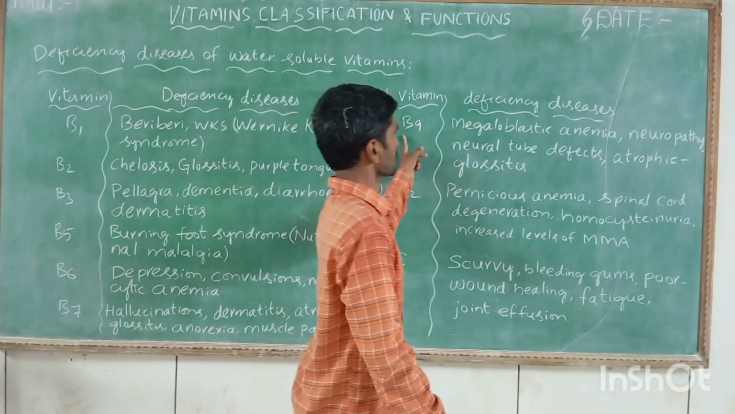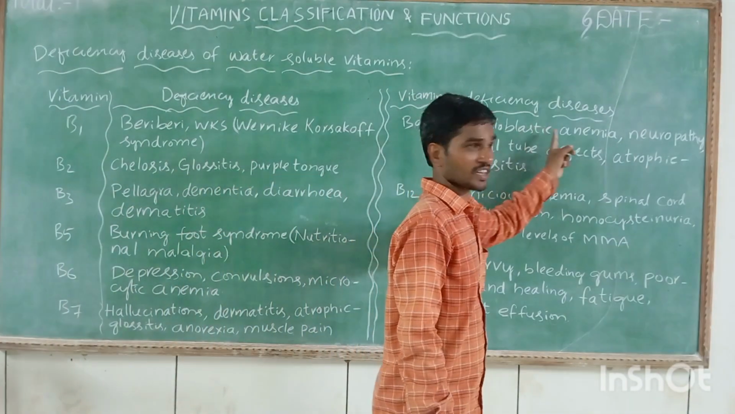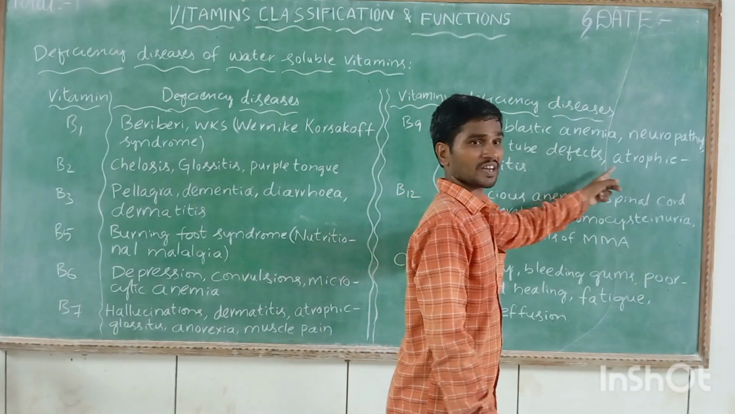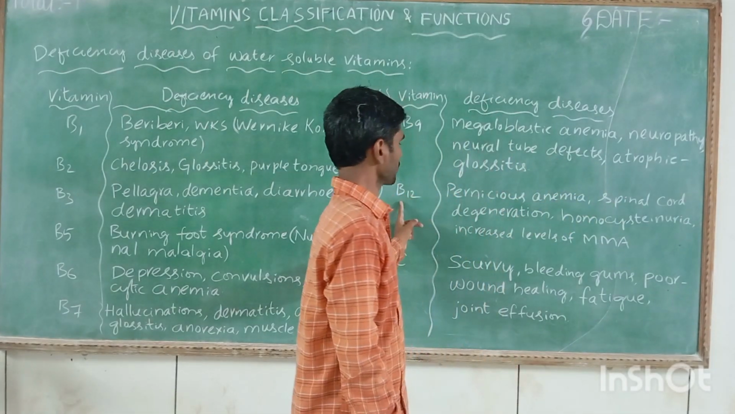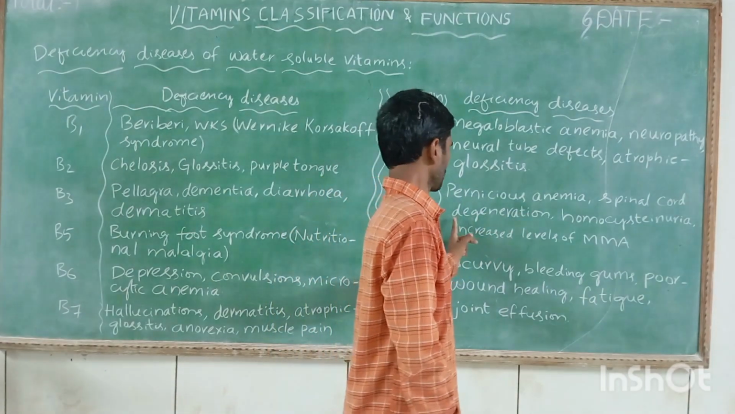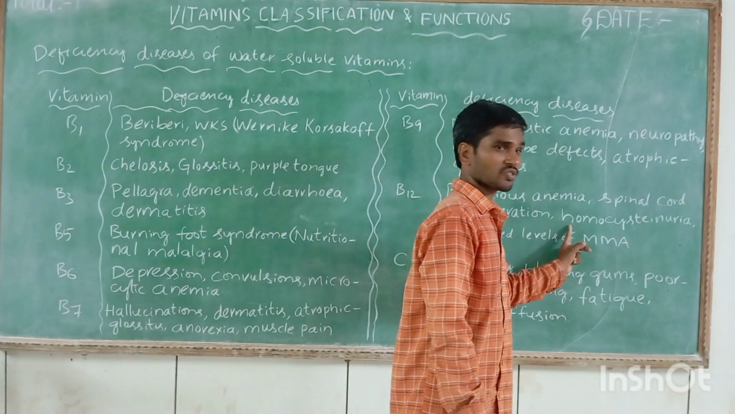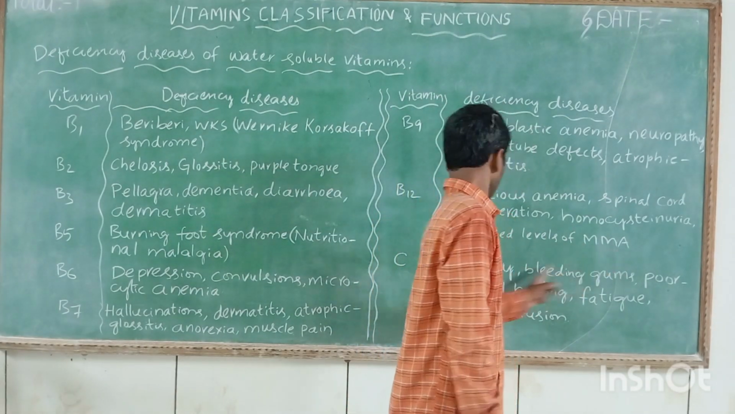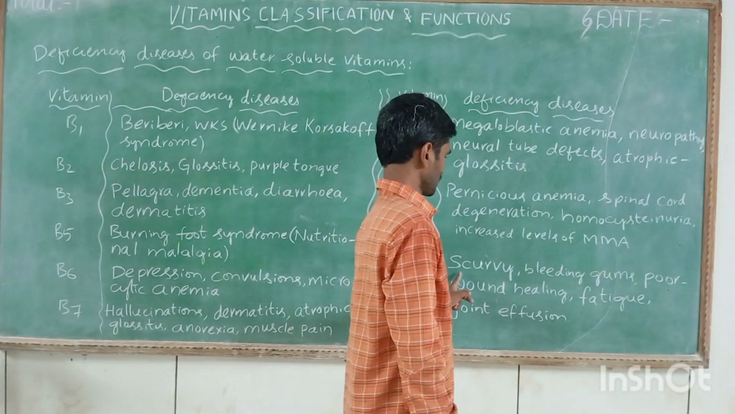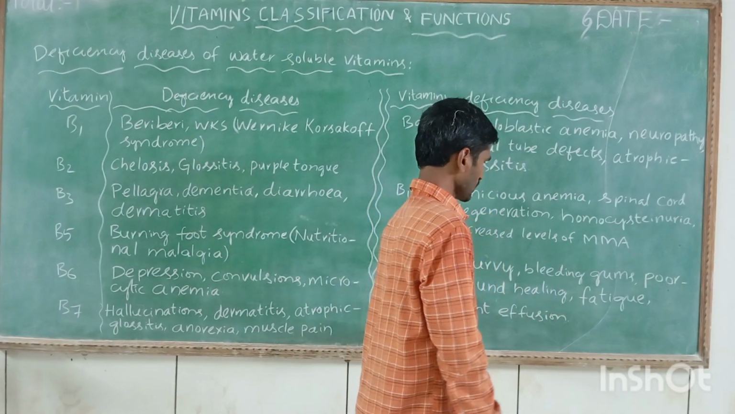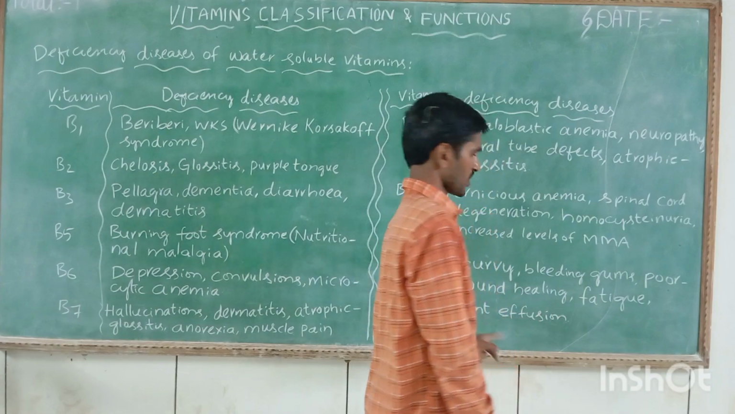Vitamin B9 deficiency causes megaloblastic anemia, neuropathy, neurological defects, and atrophic glossitis. Vitamin B12 deficiency causes pernicious anemia, spinal cord degeneration, homocystinuria, and increased levels of methylmalonic acid. Vitamin C deficiency causes scurvy, bleeding gums, poor wound healing, fatigue, and joint effusion.